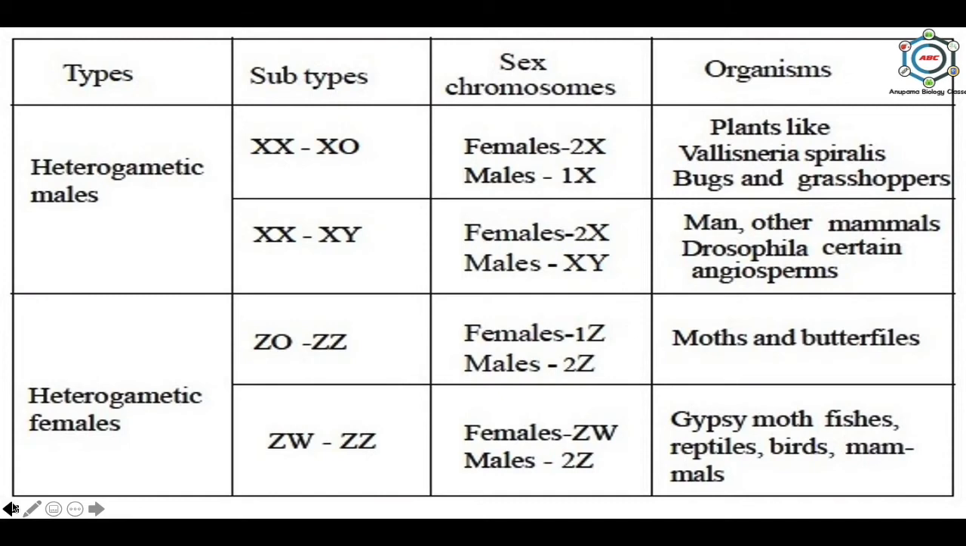In case of heterogametic female, there are two conditions also. ZO-ZZ type, where the females have one Z chromosome and the males have two Z chromosomes, and the examples are moths and butterflies. While in the second subtype, that is ZW-ZZ type, the females have ZW chromosomes and the males have two Z chromosomes, and the examples are gypsy moth, fishes, reptiles, birds, and mammals.